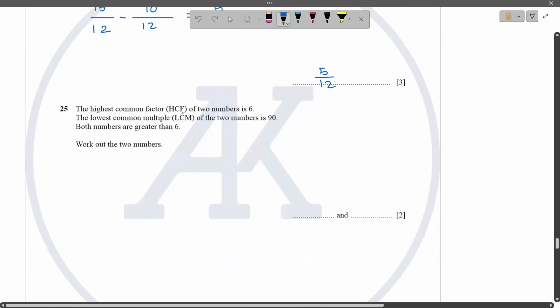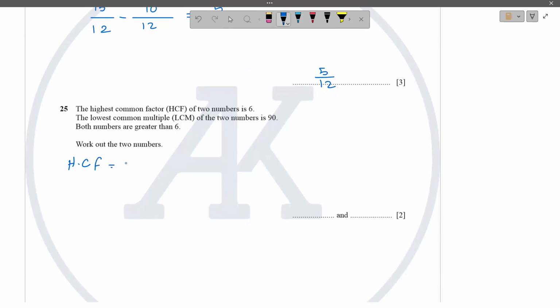The highest common factor between two numbers is 6. I'm not going to write it as 6, I'm going to write it as 2 multiplied by 3. And the lowest common multiple is 90, and I'm not going to write it as 90: 9 multiplied by 10, 2 multiplied by 5, 3 multiplied by 3. So it's 2 multiplied by 3 squared multiplied by 5.